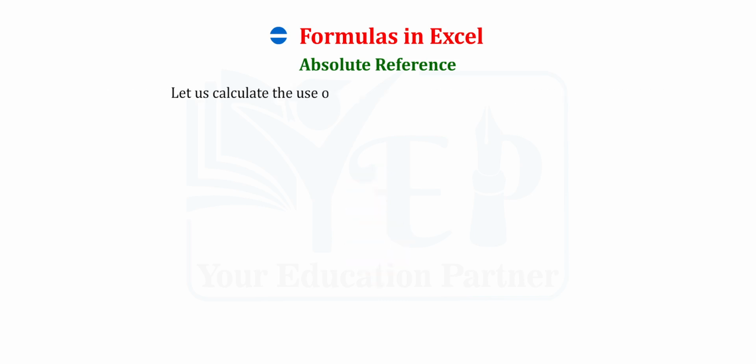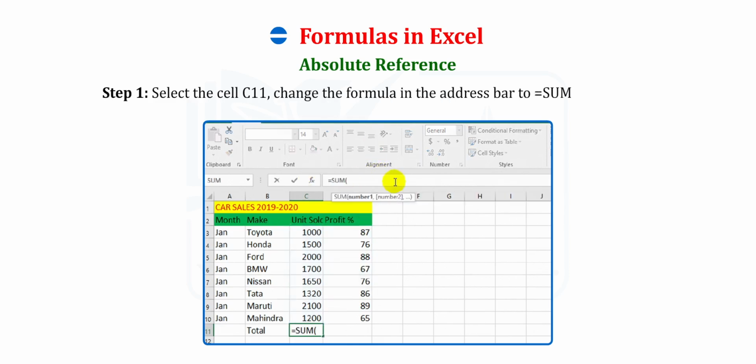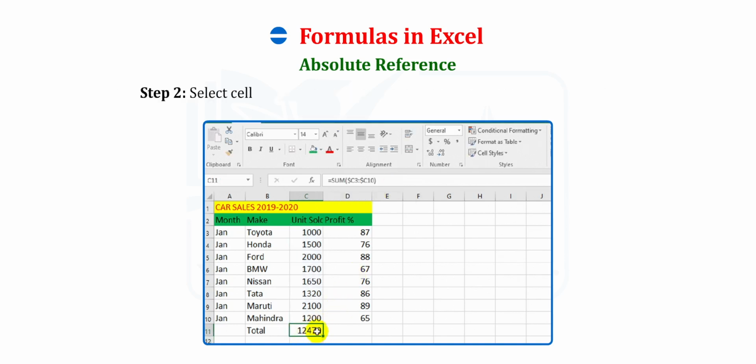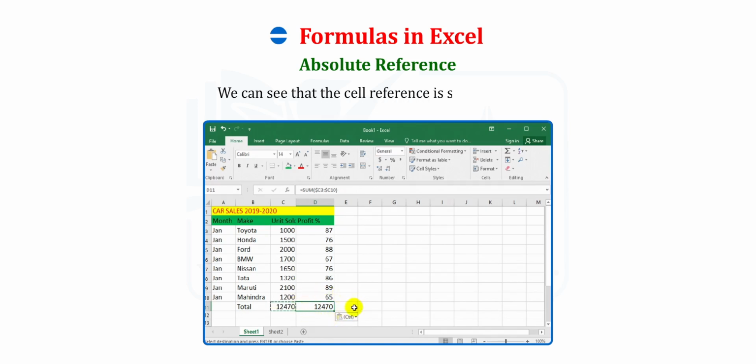Let us see the use of absolute reference with the same data. Step 1. Select the cell C11. Change the formula in the address bar to =SUM($C$3:$C$10). Step 2. Select cell C11 and click on the Copy button in the Clipboard group. Step 3. Select cell D11 and select the Paste button from the Clipboard group. Observe the values in the address bar. We can see that the cell reference is still C3 to C10.